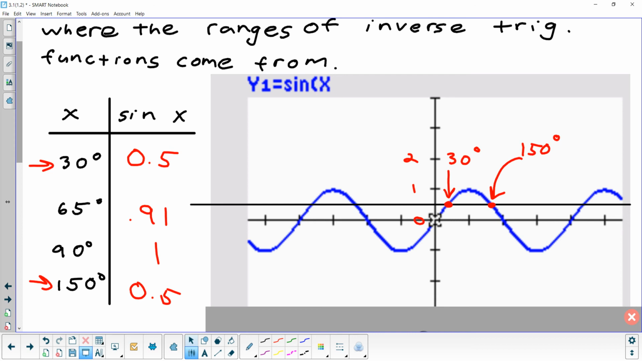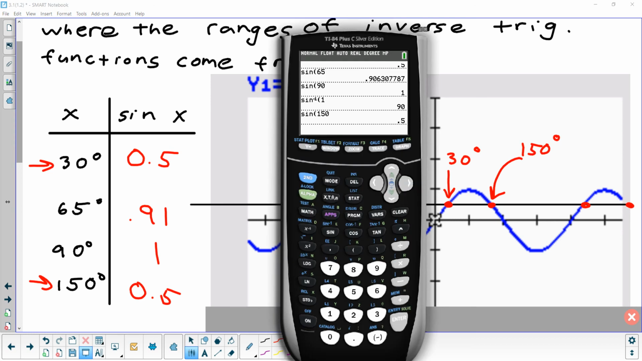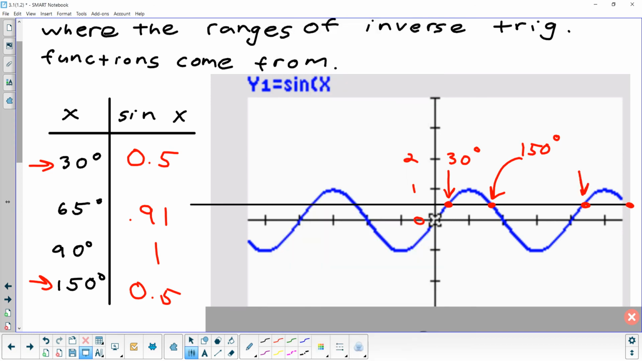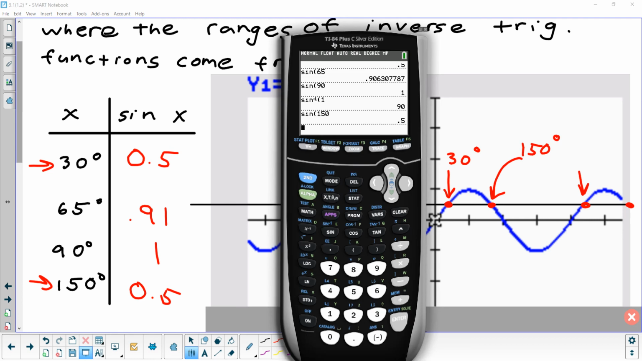But it doesn't just stop there. Right? You're going to hit it again over here, and then again over there. This dot that I just pointed to, that one is, let me think about it, 390. If I take the sine of 390, notice I get 0.5 again. Right? And the next one after that is plus 120, so that's 510. I get 0.5 again.